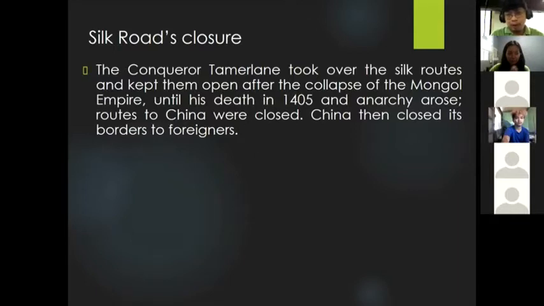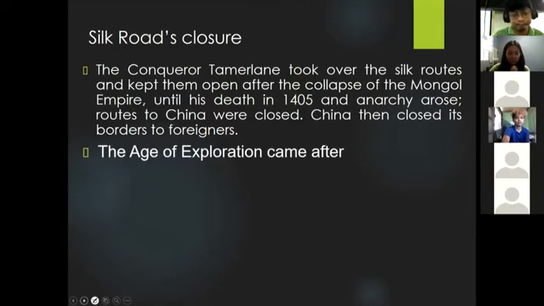So Tamerlane closed the routes until his death in 1400s. And then because of that crisis in that region, China closed its borders for the foreigners. So naging close ang China and tinayo ang Great Wall of China. No? If you remember our first module, yung solids, one example of solid is yung Great Wall of China because it stops the movement of people.